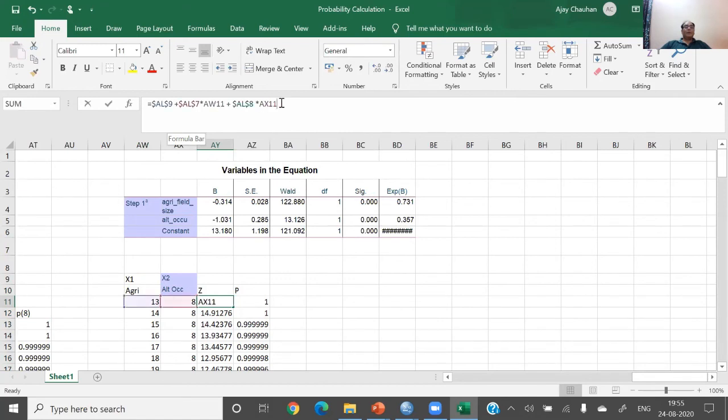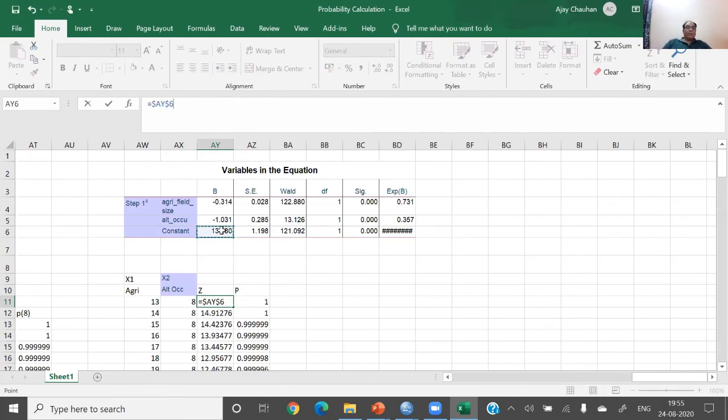So the Z value I am changing by constant plus beta 1 multiplied by the agriculture field plus beta 2, which is a constant, multiplied by this, and I think that's it.